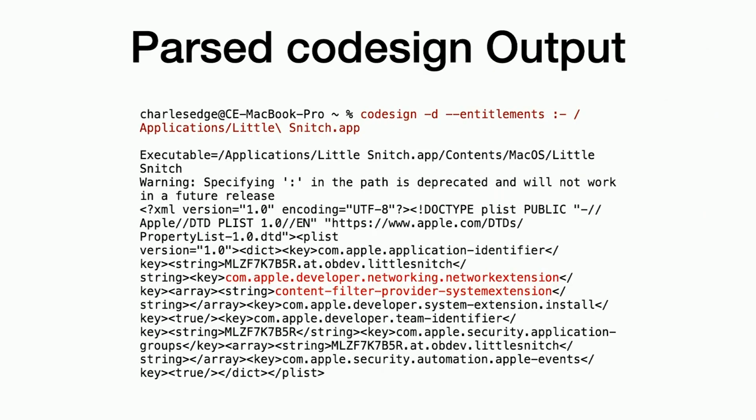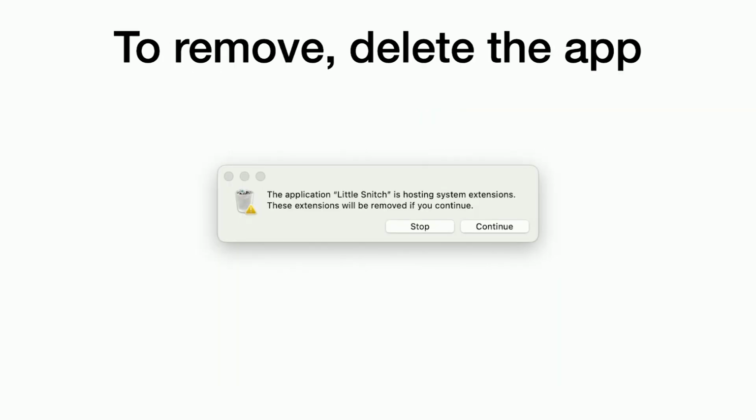Another way to see some of this information is codesign. All of these things are cryptographically signed. Here we're using -d and --entitlements, and we're able to see the developer ID and a bunch of other metadata. Pretty much the same thing that gets displayed, except this is checking the cryptographic signatures for it. Now, to remove these extensions, we just delete the app, right?